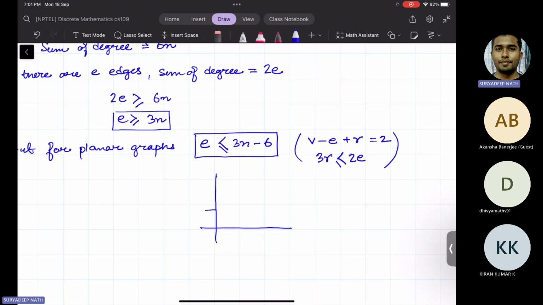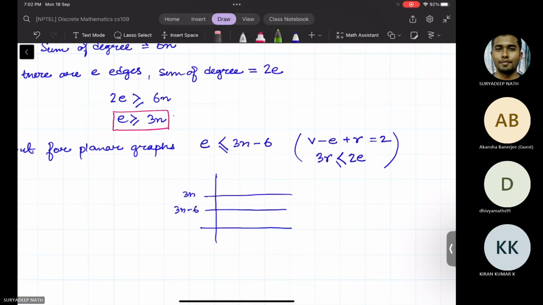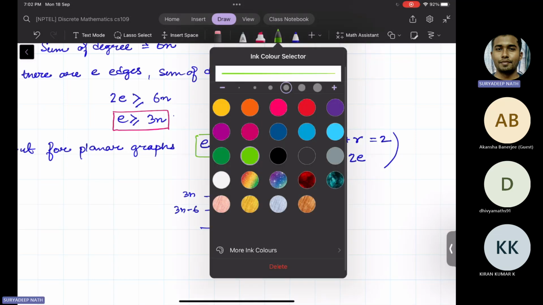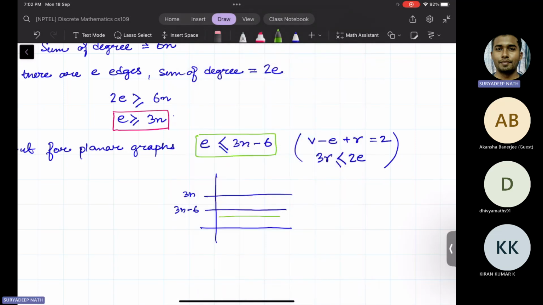So it is like this. You have 3n minus 6 and this is 3n. So the first condition, I'll color it in red, and the second I'll color it green. The green condition says that E should be somewhere here, and the red condition says that E should be somewhere here, but it cannot simultaneously be above 3n and less than 3n minus 6. So this gives rise to a contradiction.